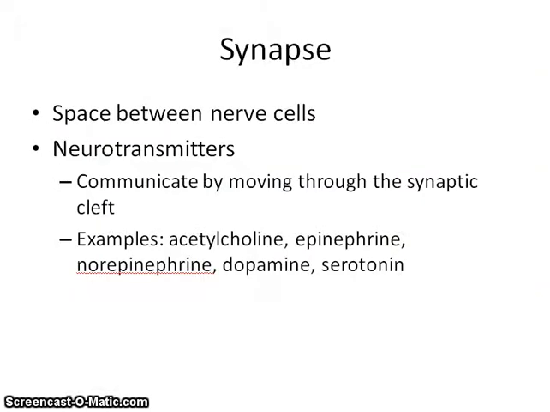So between each of those cells we have a space, and it's called the synapse, or nerve synapse. Between the cells we have little neurotransmitters that are sending messages from one to the next one. They move by going through the synaptic cleft, or this space. Some examples are acetylcholine, epinephrine, norepinephrine, dopamine, and serotonin. Those are some that you've probably heard of, or at least read about in your book.